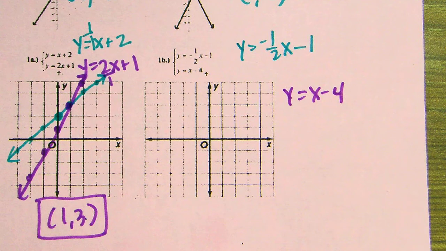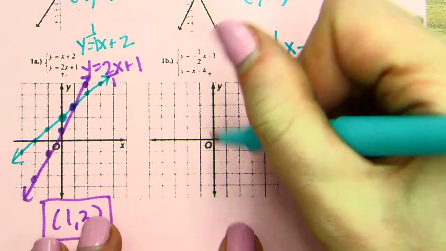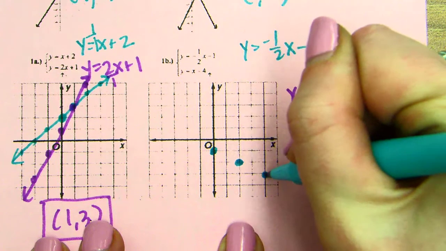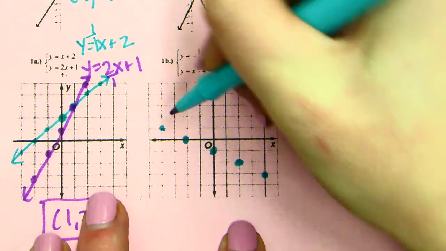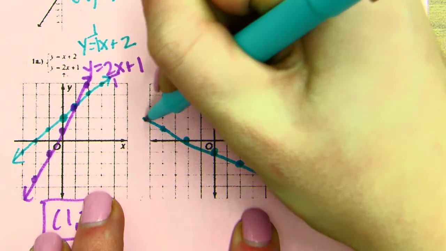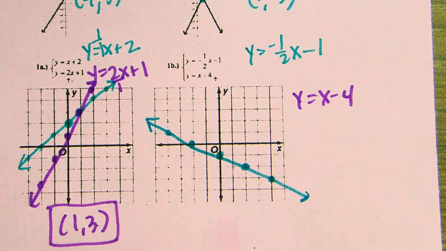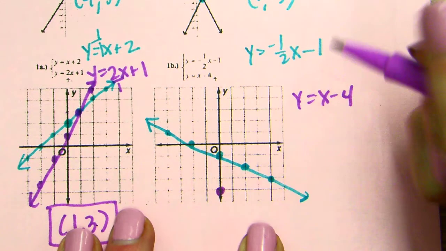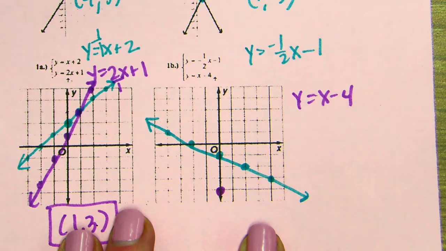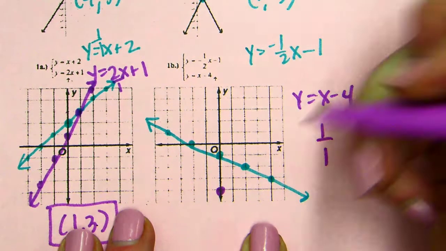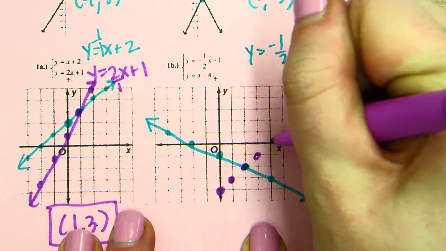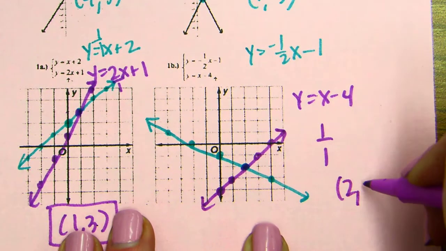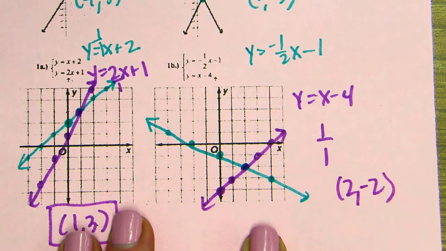To graph them, for the blue one, the y-intercept is negative 1. The slope is negative 1/2, so I go down 1 to the right 2, down 1 to the right 2. And then there's my line. For the purplish one, my y-intercept is negative 4. 1, 2, 3, 4. My slope is positive 1 because there's an invisible 1 there. 1 as a fraction is 1 over 1. I'm going to go up one to the right one, up one to the right one. They cross right here at (2, -2). So my solution is (2, -2).